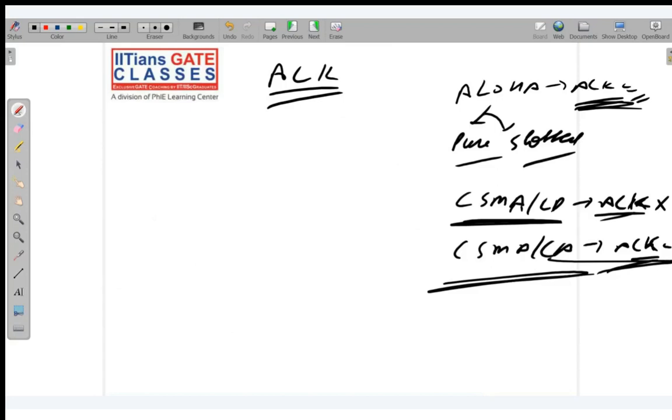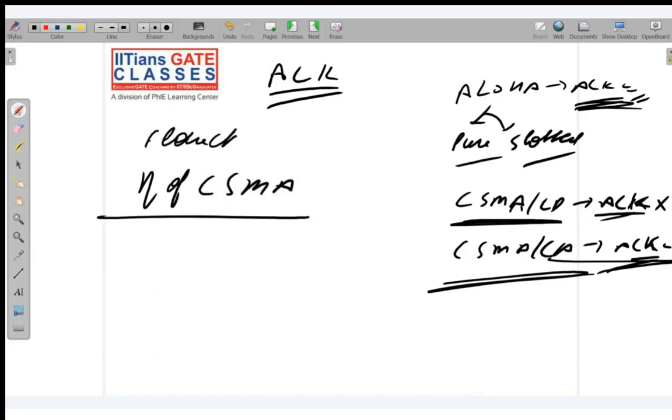So this is all about CSMA CA. Now everything is over, but one flow chart is remaining and time is up. So in the next class, we will make the flow chart, and after that, we will start the Ethernet protocol. One more topic is left out: efficiency of CSMA, and the flow chart of CSMA CA.